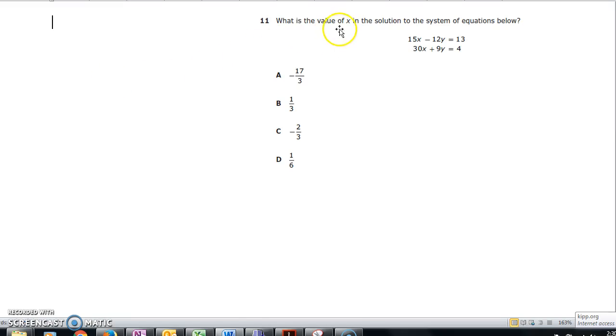What is the value of x in the solution to the system of equations below? So here's my system of equations, and a system just means that there's more than one equation happening at the same time. So I have two equations happening at the same time. They want to know what is x. So one of these x choices is going to be x.